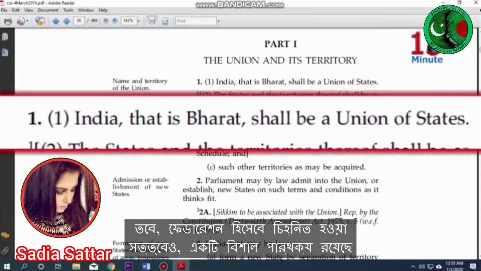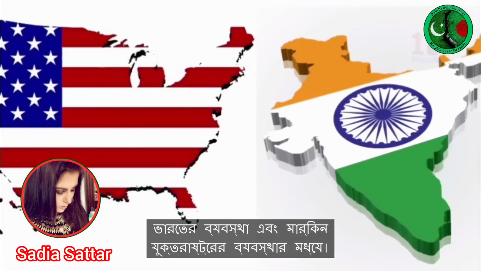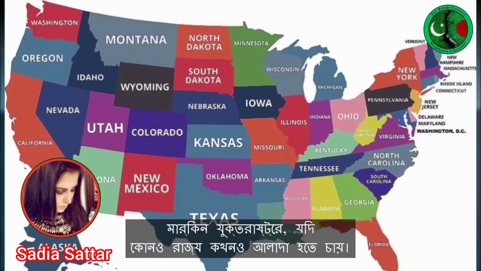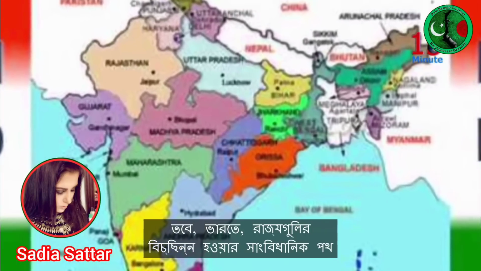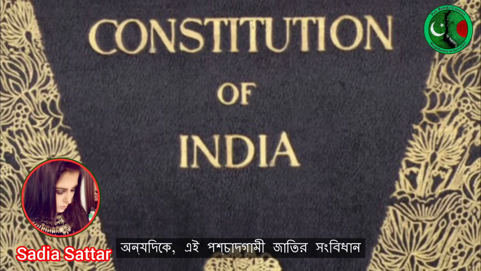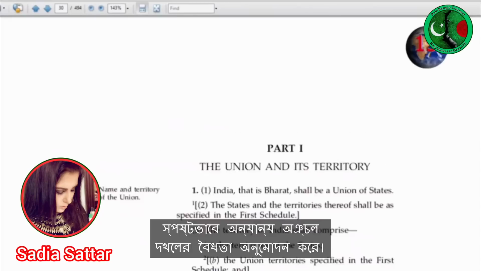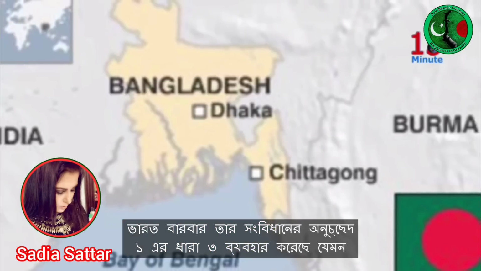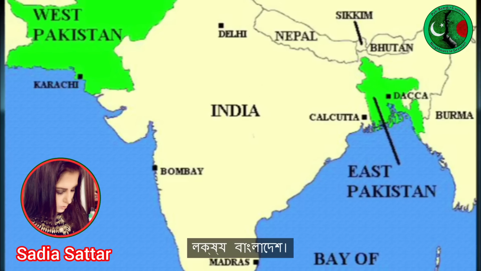However, despite being labeled a federation, there is a vast difference between India's system and that of the United States of America. In the United States, if any state ever wishes to separate, provisions have been constitutionally allowed for such an option. However, in India, the constitutional path for states to secede has been firmly closed. On the other hand, the constitution of this regressive nation explicitly allows the legality of annexing other territories. India has repeatedly used Clause 3 of Article 1 of its constitution as the basis to annex weaker neighboring territories, with its latest target being Bangladesh.